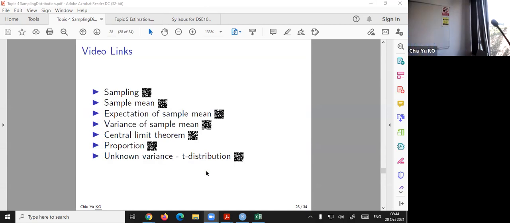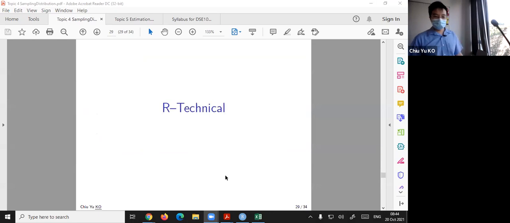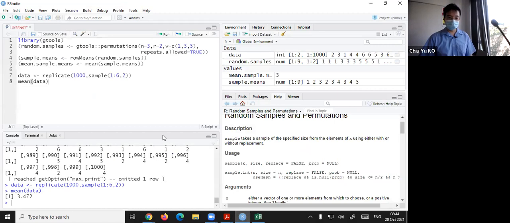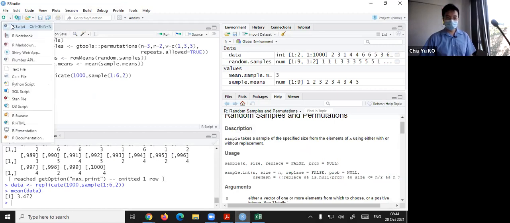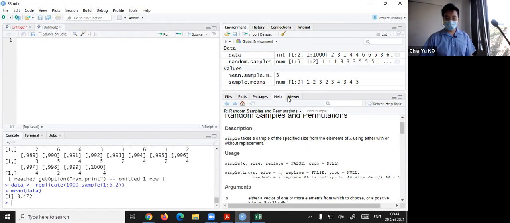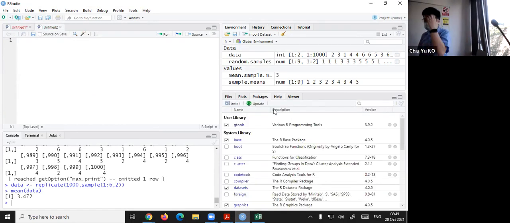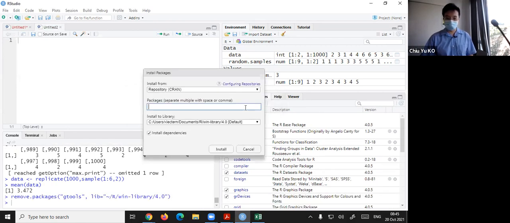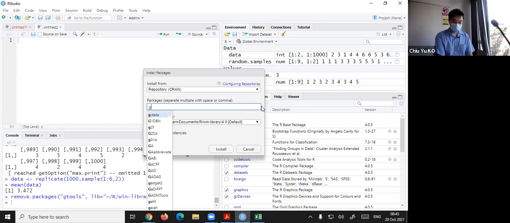So now I want to go to RStudio to show you why these are true, why this formula is true. So what we're doing is going to RStudio. I hope you have opened your RStudio. Go to your packages, and we will install the following package called G2s.